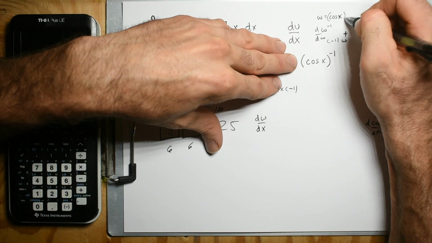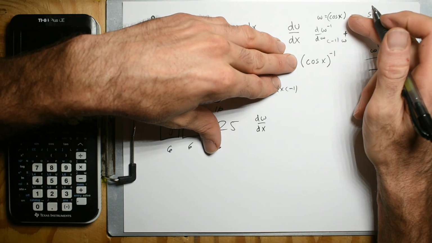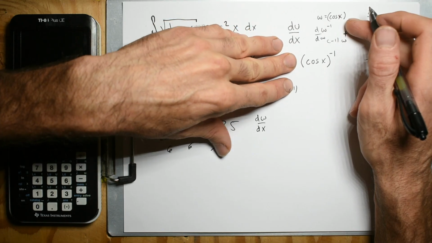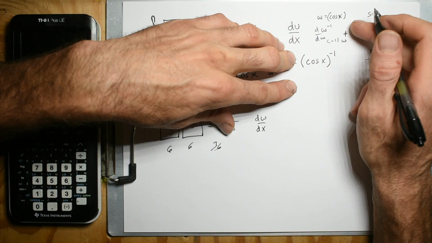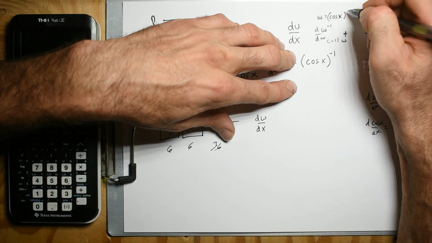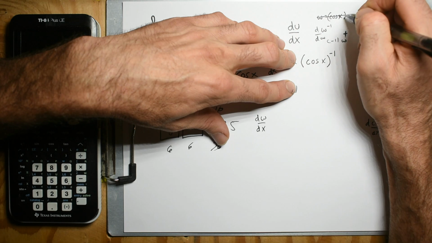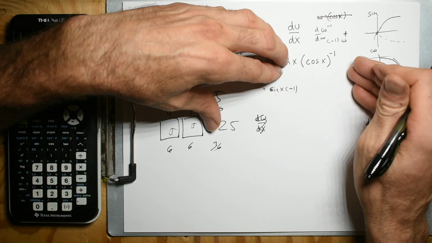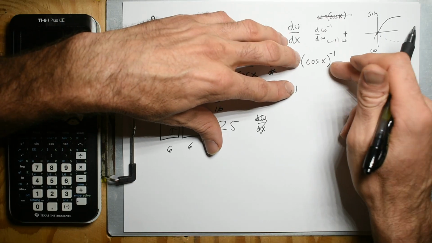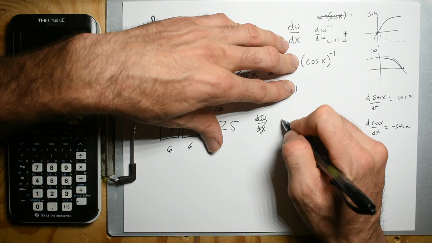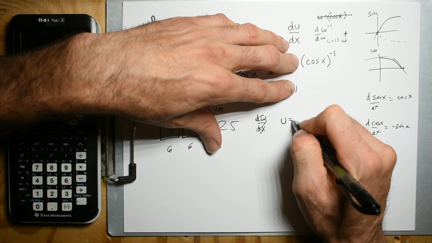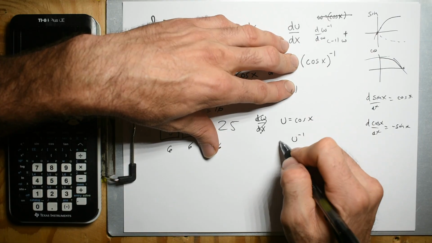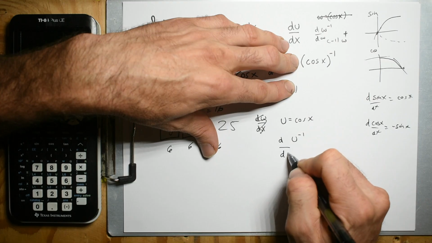Where w is cosine x. I'm sorry, yeah. We want to take the derivative of... No, w is going to be, oh, hell. I'm sorry. But how you would set this up is let's just use u. Let's say u is cosine x. So this is u to the -1. I need to know the derivative of this with respect to x.